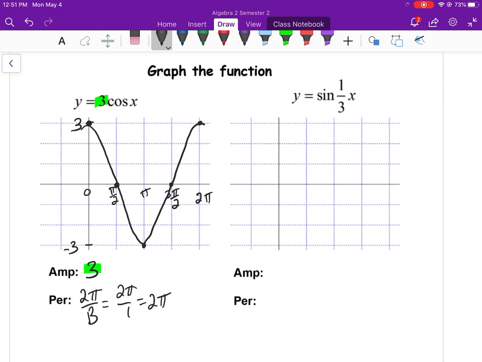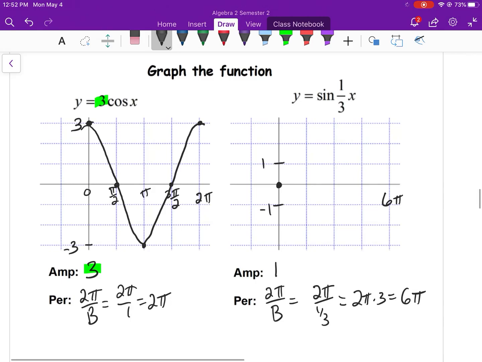Okay. Now, next one, sine wave, meaning we're going to start at the midline. We have an amplitude of 1 because of the value in front of sine. Now, with the 1/3 x, that is what's causing the period to be a little different. We got 2 pi over b, which our b value is 1/3. So we're dividing by a fraction. Again, dividing by a fraction is the same as multiplying by the reciprocal. So this is really saying 2 pi times 3, which gives us 6 pi. So in order to do one cycle, it takes 6 pi.